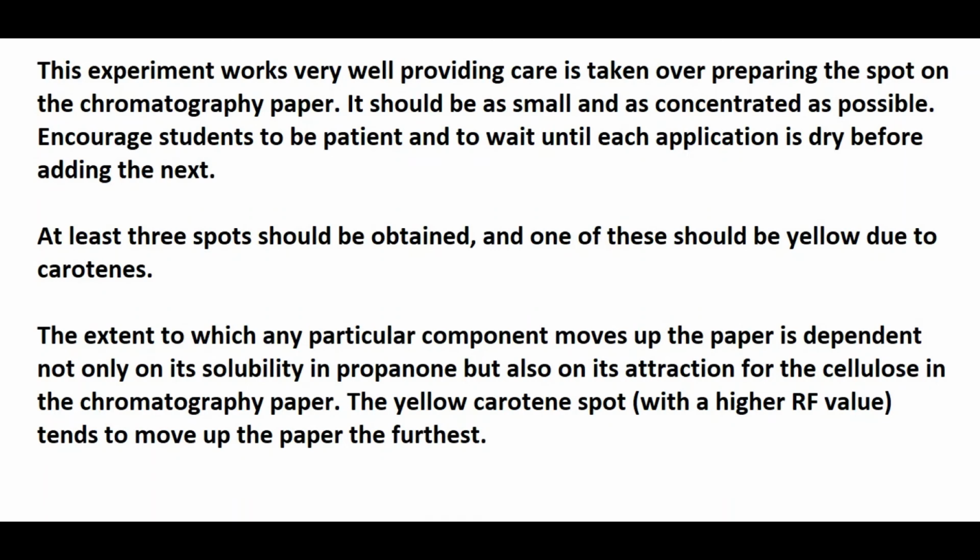Okay, so for this experiment, it works very well providing care is taken over preparing the spot on the chromatography paper. It should be as small and as concentrated as possible. Encourage students to be patient and to wait until each application is dry before adding the next. At least 3 spots should be obtained, and one of these should be yellow due to carotenes. The extent to which any particular component moves up the paper is dependent not only on its solubility in propanone, but also on its attraction for the cellulose in the chromatography paper. The yellow carotene spot, which has a higher retention factor value, tends to move up the paper the furthest.